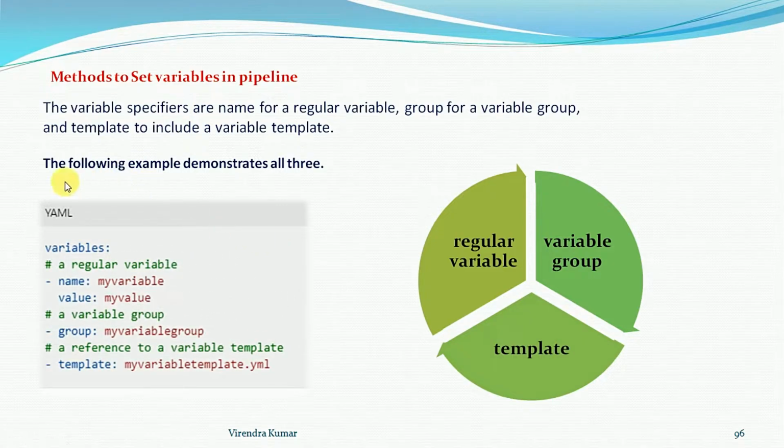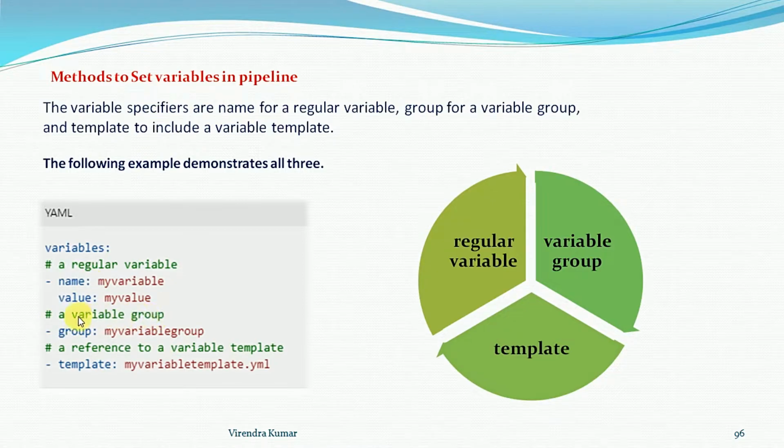So let's understand through an example. This is a demo of a YAML pipeline, and this is the variables keyword in the YAML pipeline. Now these are the regular variables. A regular variable always has a name and a value, the key and the value. A name always starts with a hyphen, a dash. This is the variable name, and this is the value of this variable.